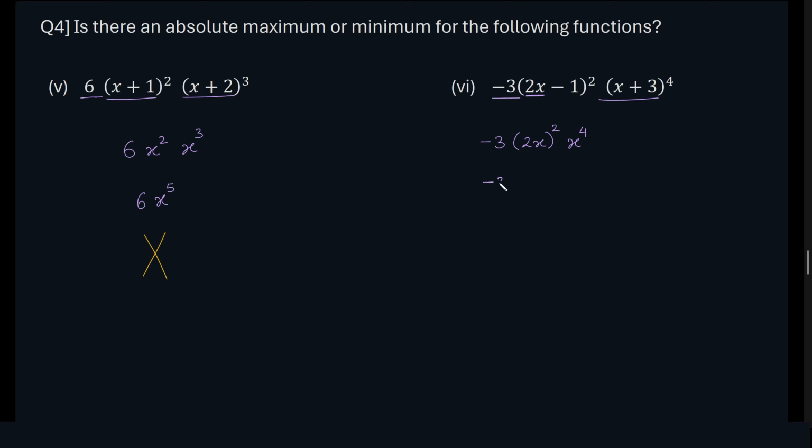Now we have negative 3, (2x) whole squared is 4x squared, and x to the power of 4. So that's negative 3 times 4 is negative 12, and x to the power of 2 plus 4, that's 6. That means this is an even function with a negative leading coefficient, so here we get a global maximum.